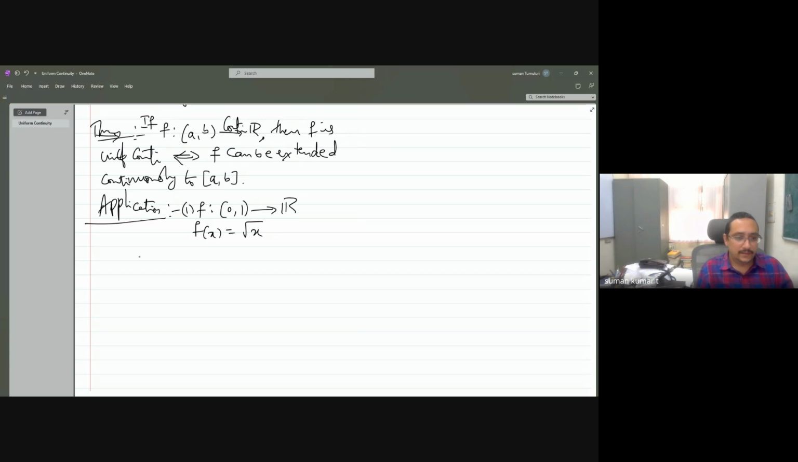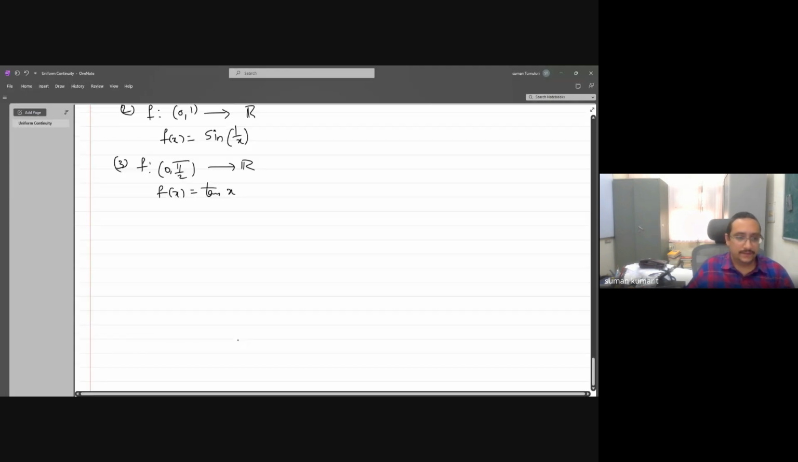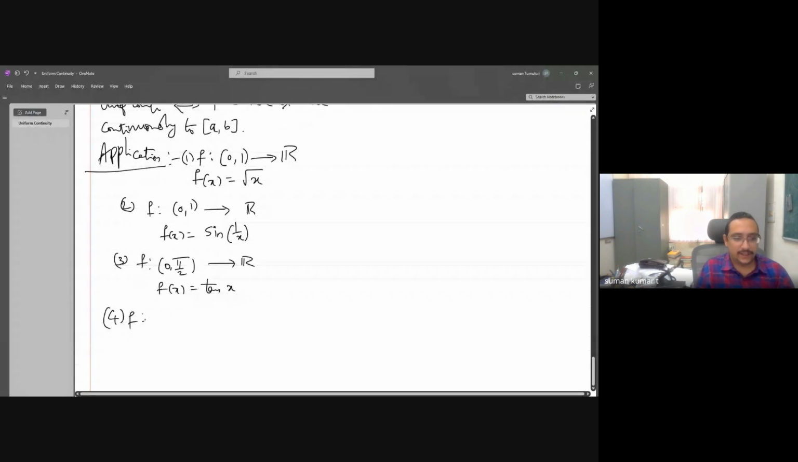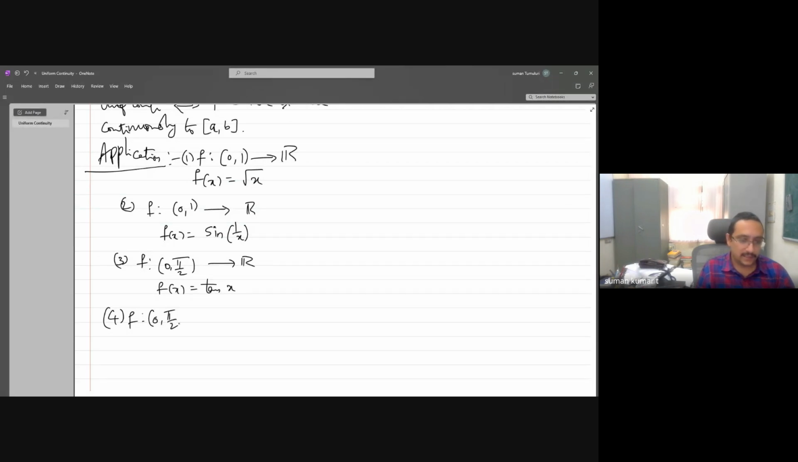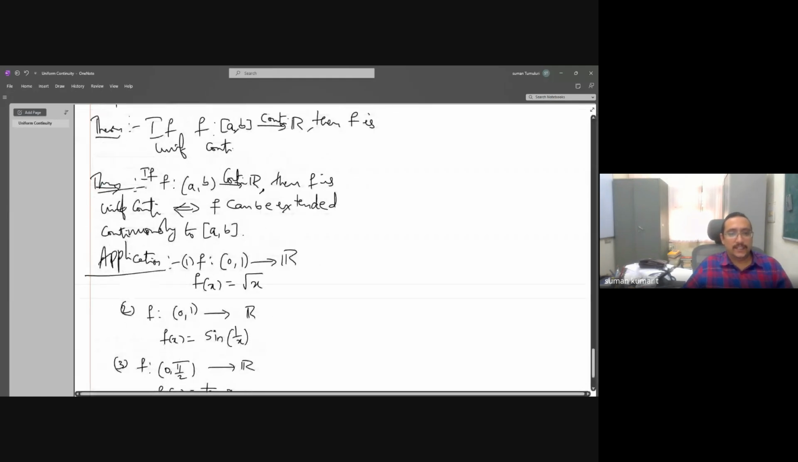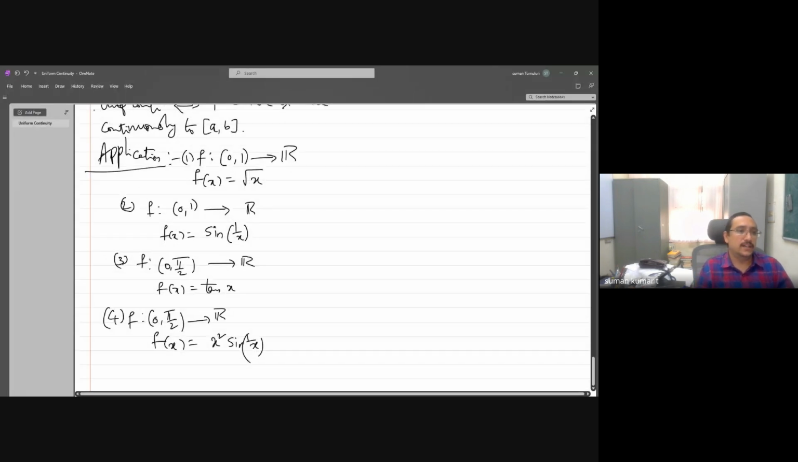Okay. Let me ask another question. F is a mapping from the open interval 0, 1 to R, f of x equal to sine 1 by x. Third, f is a function from 0 to pi by 2, f of x equal to tan x. Fourth one, f is a function from 0 to pi by 2, or doesn't matter, f of x equal to x square sine 1 by x. Now we will apply this theorem to check whether these are uniformly continuous or not.